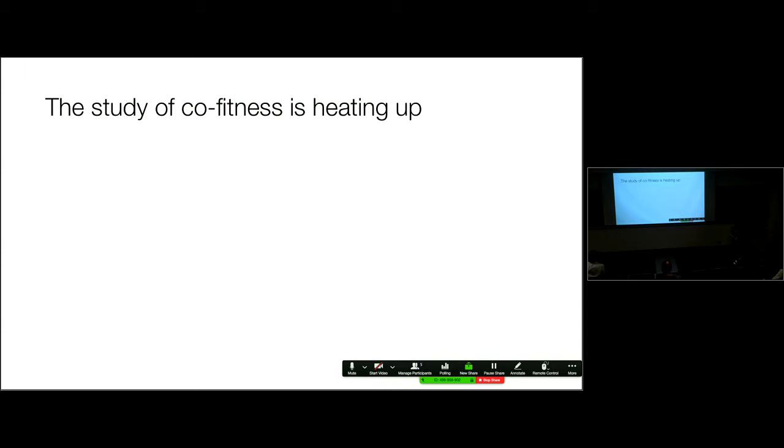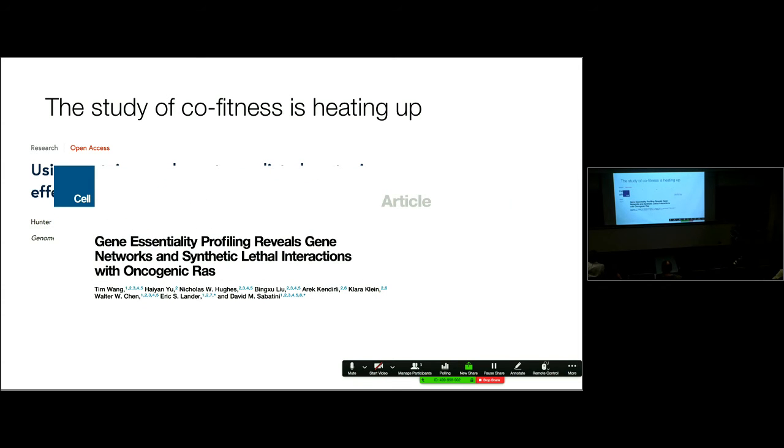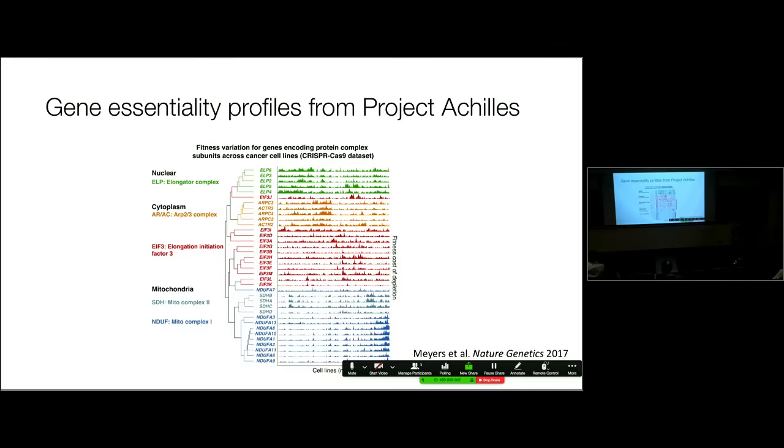This area has been heating up, getting a lot of attention. Hunter Fraser actually studied this relationship in yeast and learned about protein complexes in the yeast cell. But since then, a lot of groups have been extending this kind of work to human cells. And a big part of this is actually the release of hundreds of whole genome CRISPR knockout screens by the Broad Institute, including some people in the audience who are involved in that. And what you can see here is that they've plotted the gene essentiality profiles, the knockout effect sizes across all these hundreds of cell lines for all of these genes.